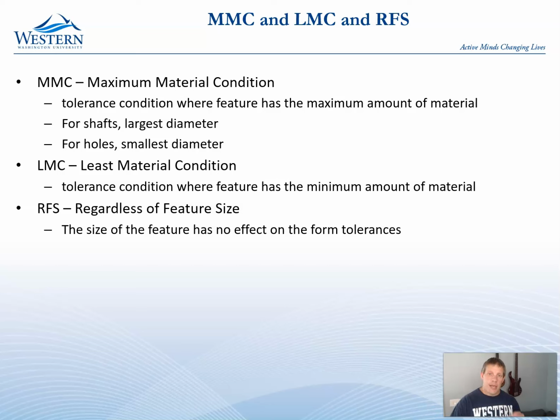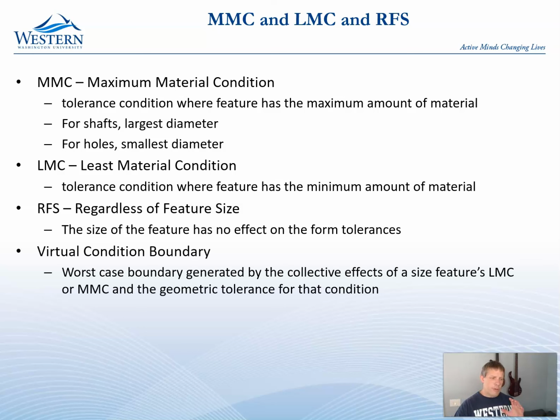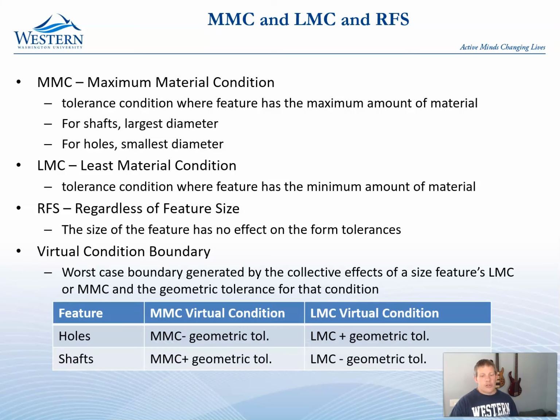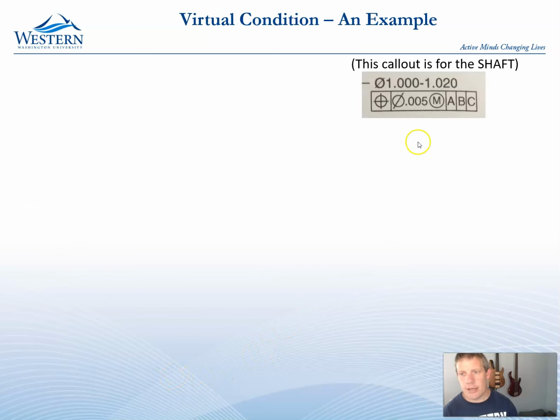That being said, MMC is often harder to measure. Actually, that's not totally true. It depends on the kind of gauge you're using, but it can be harder. Remember, we have this virtual condition boundary, and that is the worst case boundary, and it is the way that we can check to make sure if two things will go together. So for a hole, the virtual condition boundary is the maximum material condition minus the geometric tolerance. For a shaft, it is MMC plus the geometric tolerance. Okay, let's look at an example of that real quick.